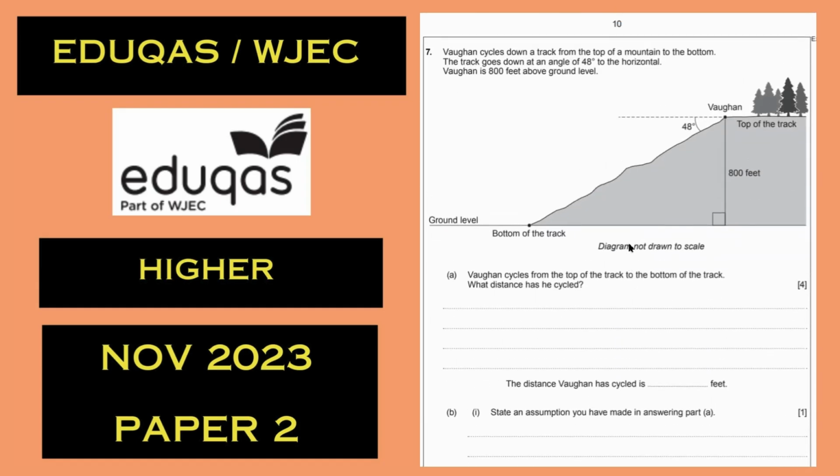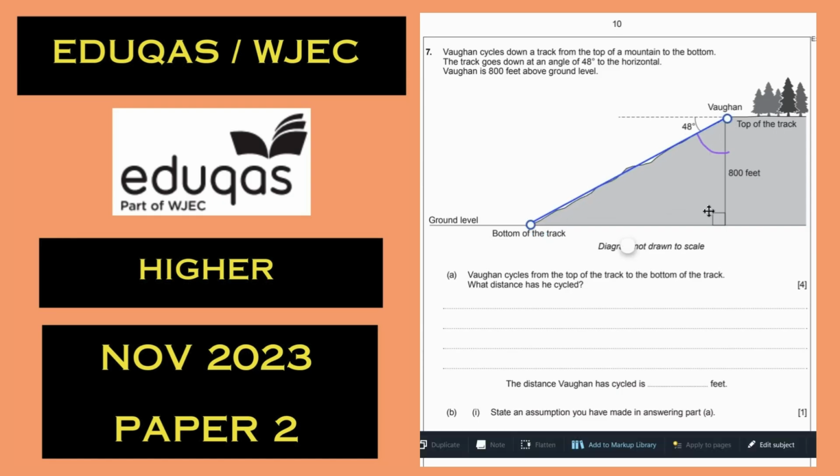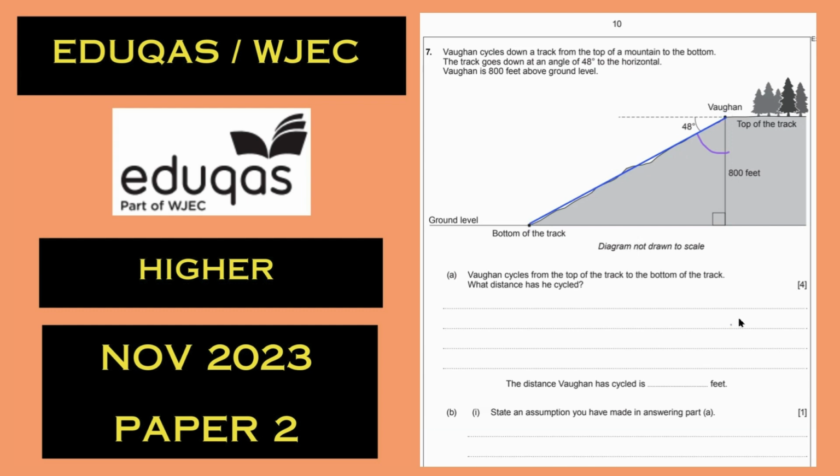Number 7. Bit of a wordy one, but ultimately it's one of our old friends, hidden SOH CAH TOA. I always like to work with angles inside. I know some people might have drawn the triangle up here and all that malarkey. Not for me. To do this, we are getting rid of the bumpy track and thinking of the hypotenuse as a straight line. We'll come to that in part B. That's 48, making the inside angle 42.